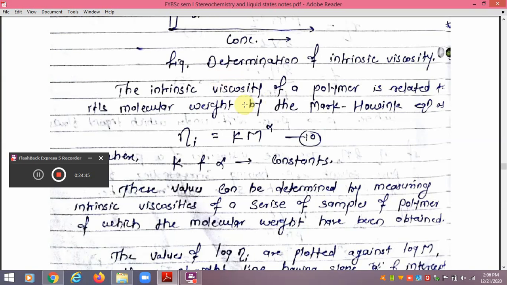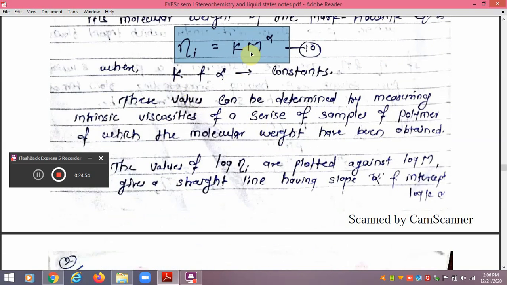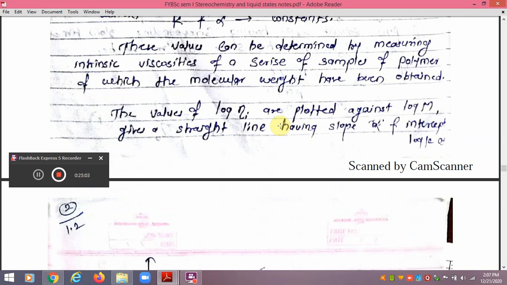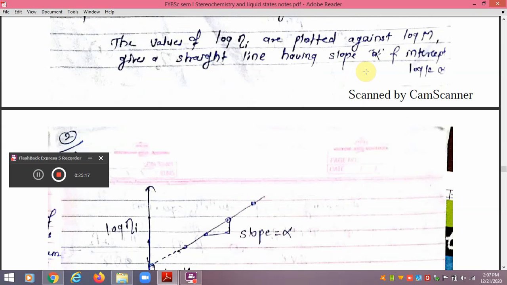This intrinsic viscosity of polymers is related to the molecular weight by the Mark-Houwink equation: intrinsic viscosity equals K times M raised to alpha. K and alpha are constants, and their values can be determined by measuring the intrinsic viscosity of a series of sample solutions whose molecular weights have been obtained. When the log of intrinsic viscosity is plotted versus the log of molecular mass, it gives a straight line having slope alpha, and the y-intercept will be log K.